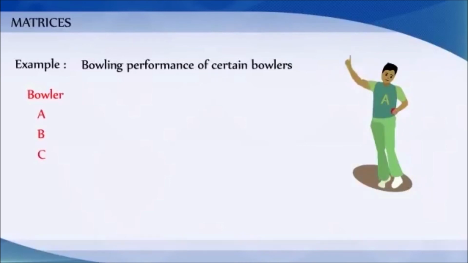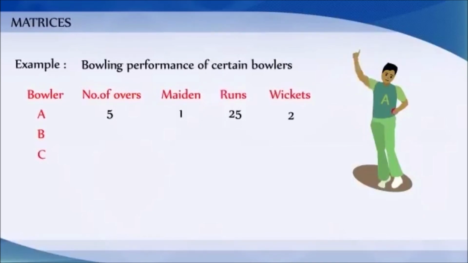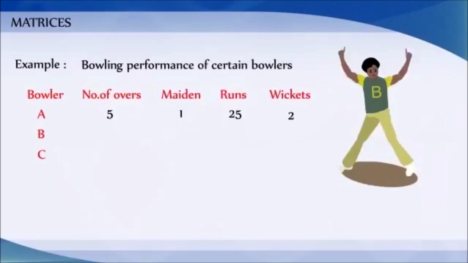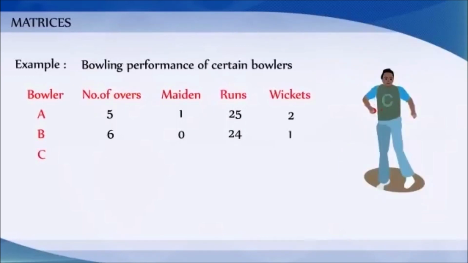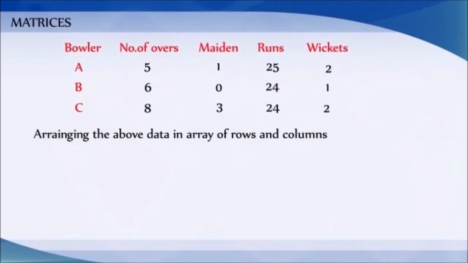Suppose bowler A bowled 5 overs, out of this 1 is maiden, and he has given 25 runs by taking 2 wickets. And bowler B bowled 6 overs and no maiden, he has given 24 runs by taking 1 wicket. And finally, bowler C bowled 8 overs, out of this 3 are maiden, and he has given 24 runs by taking 2 wickets.